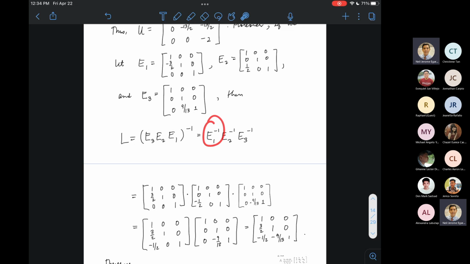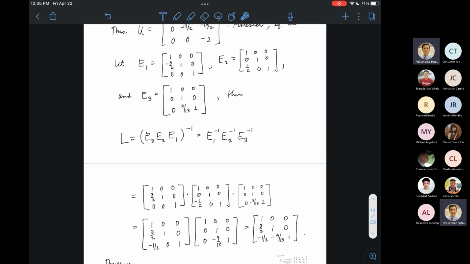So, ibig sabihin yung inverse ni E1 ay kaparehas na kaparehas ni E1 except that this entry, the scalar entry in the row translation should be negated. So, yung inverse ni E1 ay E1 na E1 except that yung scalar multiplier ay pinalitan natin yung sign. Okay? Ganun din si E2. Si E2 kasi tinranslate si row 3 by 1/2 times the first row. Pero para ma-undo yun, makabalik ka sa identity matrix, edi i-translate mo lang ito by negative 1/2 times the first row.